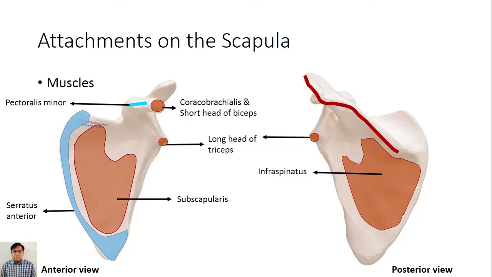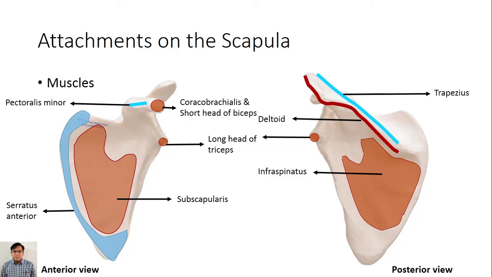Then the lower lip of the crest of the spine and lateral border of the acromion process gives origin to deltoid muscle. So this is the origin of deltoid muscle. Then the upper lip of the crest of the scapula and medial border of the acromion gives insertion to trapezius muscle. So this is the attachment of trapezius muscle.